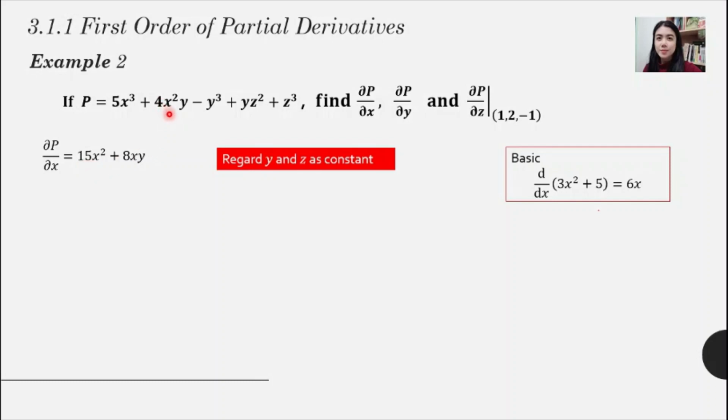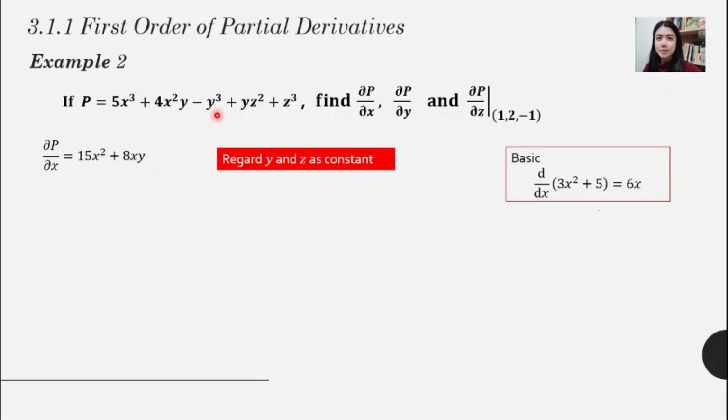For the second item, do we have x here? Yes, we have the x. How about the 4 and y? 4 is actually a constant. y is also a constant. We just focus on the x. If you differentiate x squared, you have 2x, and you need to multiply 2x with the other two constants, 2x multiplied with 4y. So it gives you 8xy.